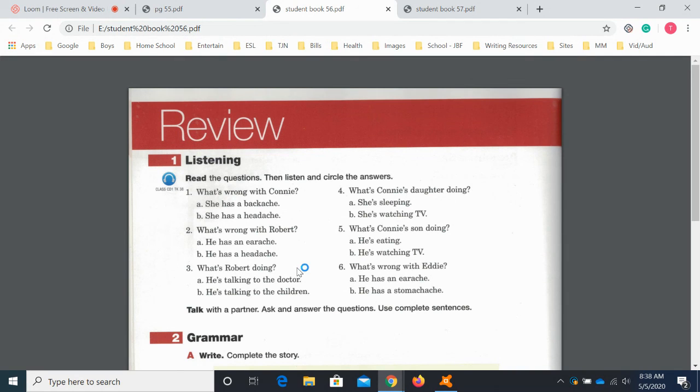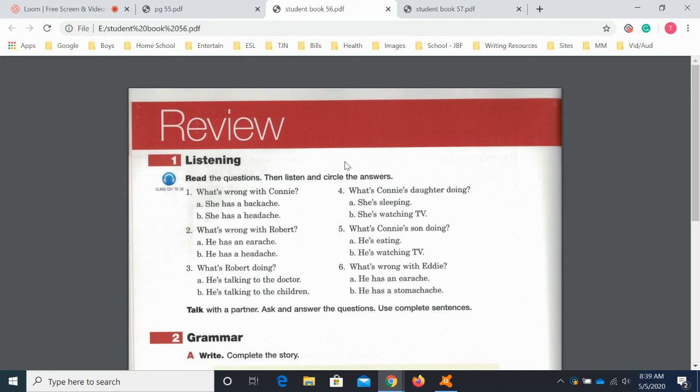Okay, so that's the story. I'm going to read it again, and while I'm reading the story, just take a look at the questions and answer the questions. So the first question is, what's wrong with Connie? The second question is, what's wrong with Robert? The third question is, what's Robert doing? The next question, what's Connie's daughter doing? Number 5, what's Connie's son doing? Number 6, what's wrong with Eddie? So I'll go ahead and read it again.